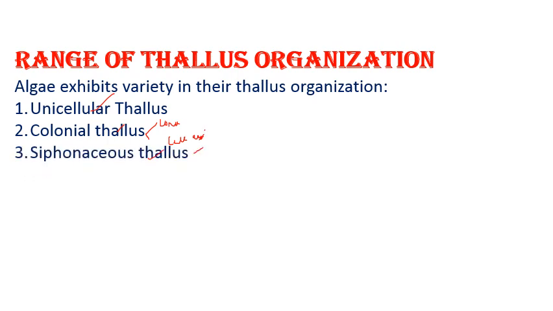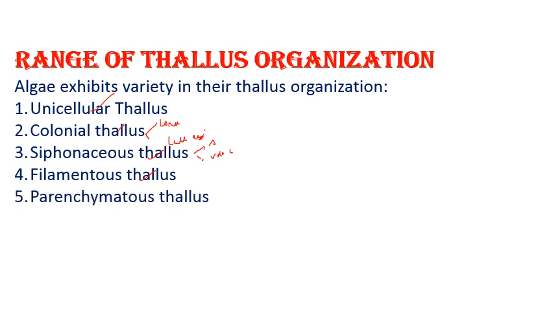It may be simple. For example, we have Acetabularia, and the complex one, that is Vaucheria, which is also known as Coenocyte. Then we have Filamentous thallus. Filamentous again is of different types. It may be uniseriate filamentous, that is simple unbranched or branched filamentous forms. Then finally comes Parenchymatous thallus.